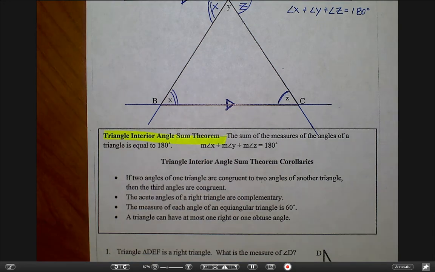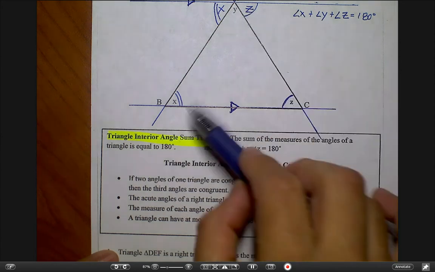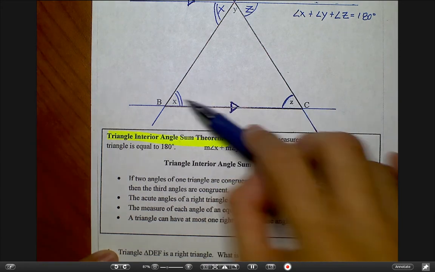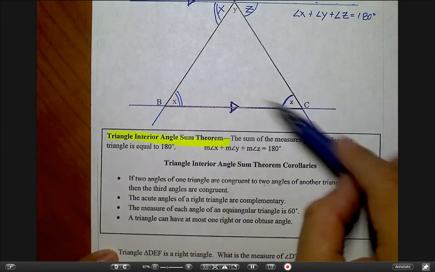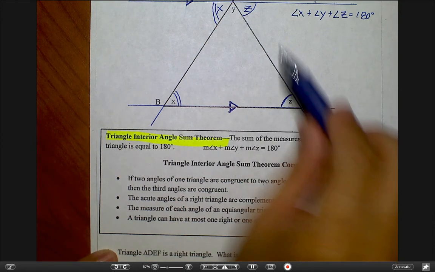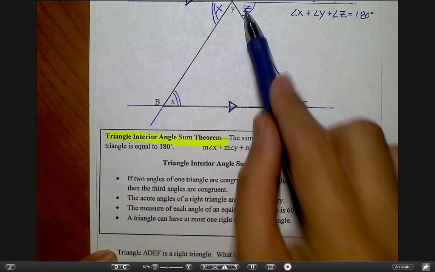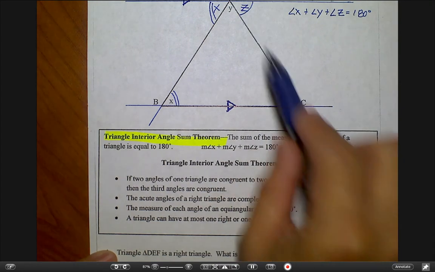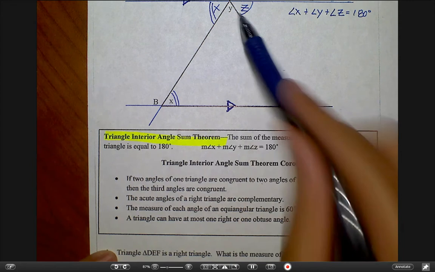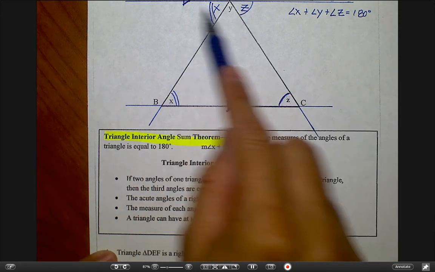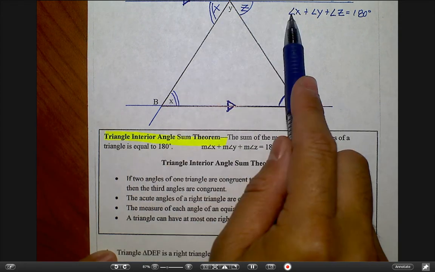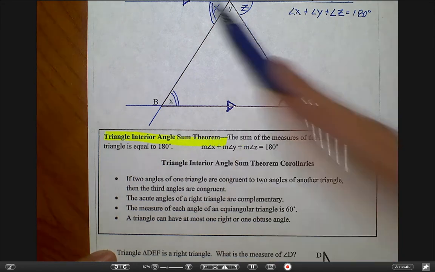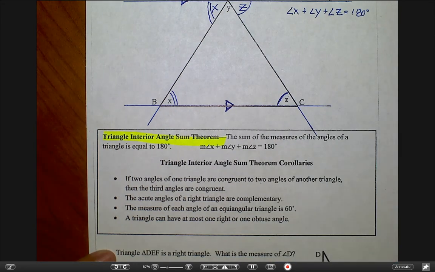All three of these together, X, Y, and Z, are all on the inside, aren't they? Since they're all on the inside, they all have to add up to 180, and that's what this comes from. We use alternate interior angles to find congruent angles from here and here, and here and here. So all three of these end up becoming a straight line, and that straight line has to add up to 180. So all three angles inside of a triangle add up to 180.